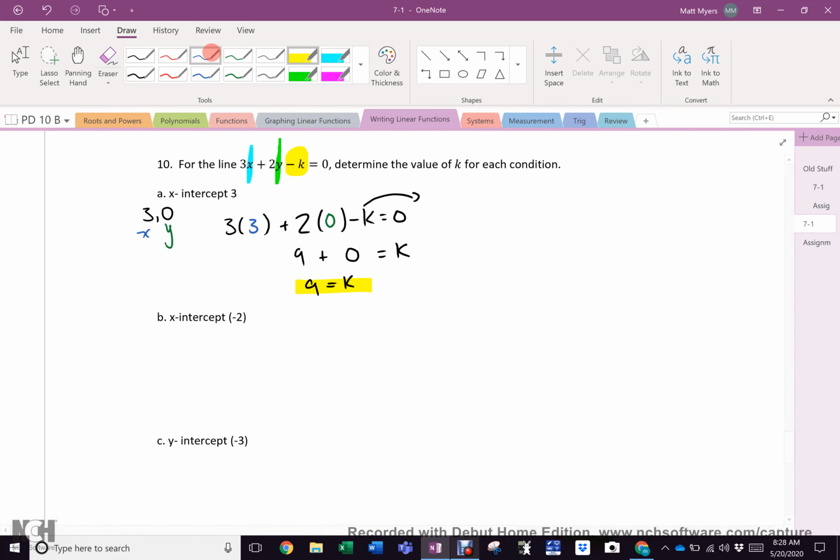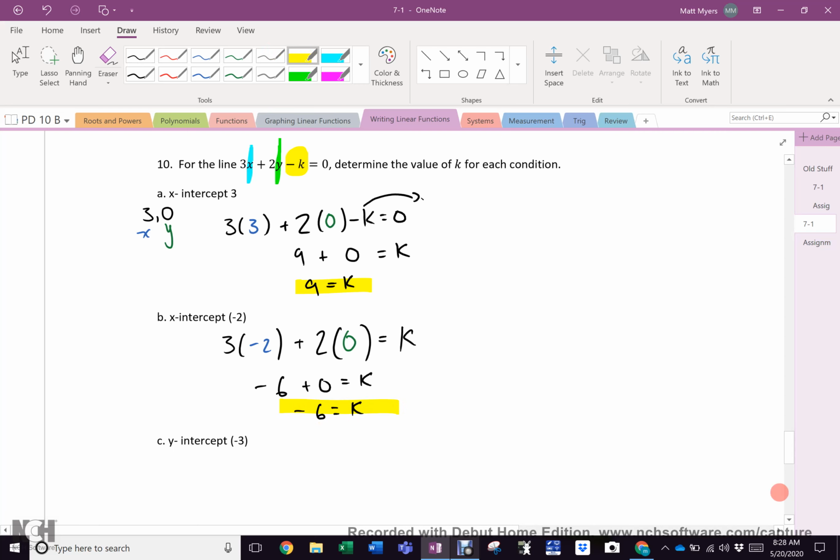It's the exact same question, right? So it's 3, keep my color scheme, 3, -2, plus 2, 0, equals k, because I keep that k moved over here. So that's -6 plus 0 equals k, -6 equals k.